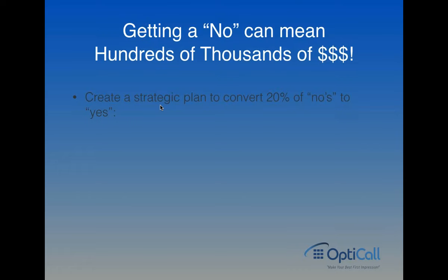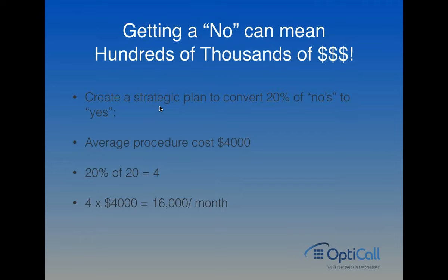First off, we need to create a strategic plan to convert those, even just 20% of those no's to a yes. So if we got 20 patients that said no, and the average procedure cost is $4,000, 20% of 20 is 4. So actually, it's 20% of 20 is 5, right? So I miscalculated that. So it's actually $20,000 a month. So what you can see is we're talking about $240,000 a year if you add it up right, which I did not do in this example. But you're talking about literally hundreds of thousands of dollars a year.